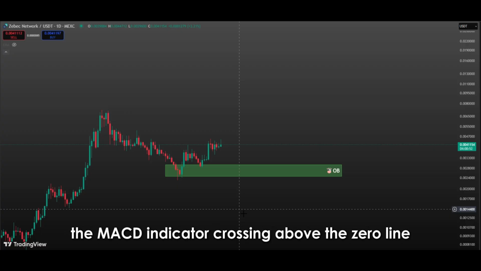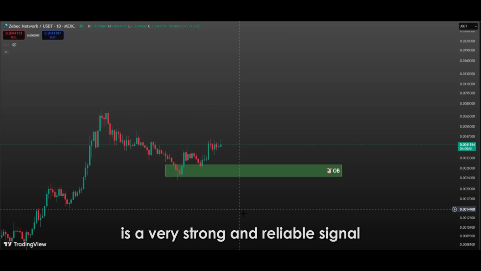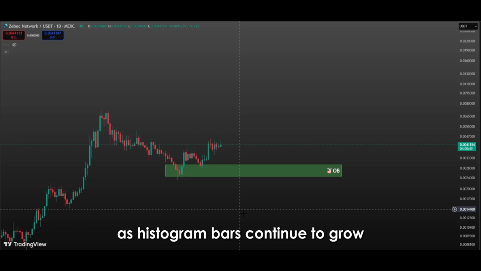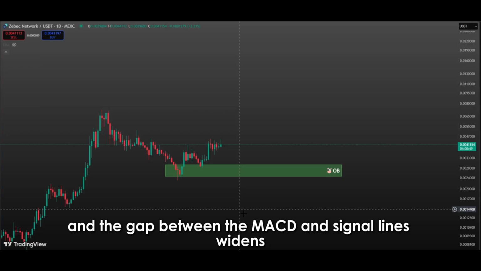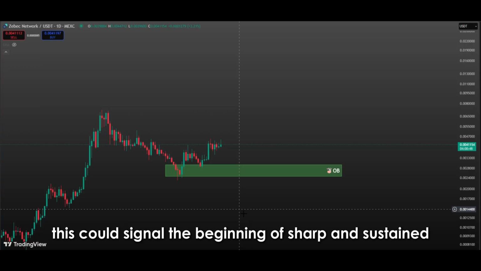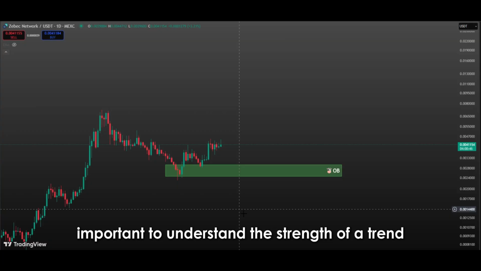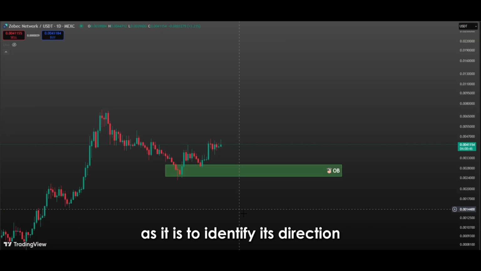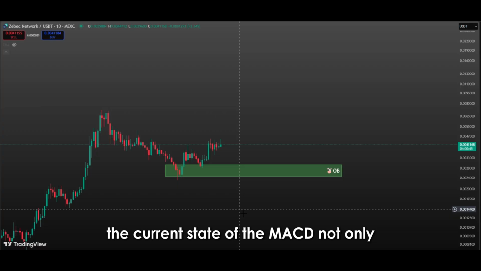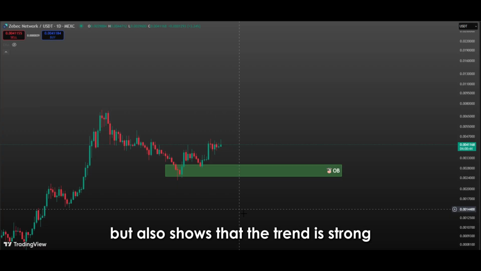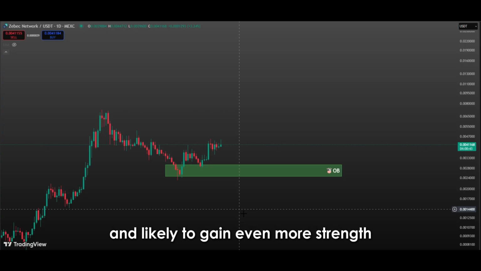In short, the MACD indicator crossing above the zero line is a very strong and reliable signal indicating that the market is now in an upward trend. As histogram bars continue to grow and the gap between the MACD and signal lines widens, this could signal the beginning of sharp and sustained price increases. In technical analysis, it is just as important to understand the strength of a trend as it is to identify its direction. The current state of the MACD not only indicates the presence of a trend, but also shows that the trend is strong and likely to gain even more strength.